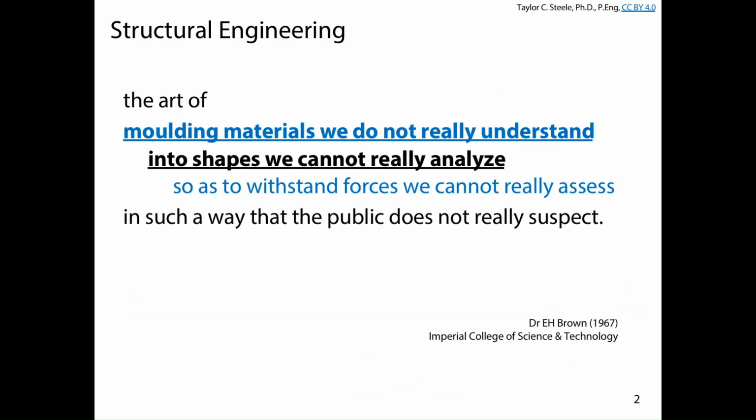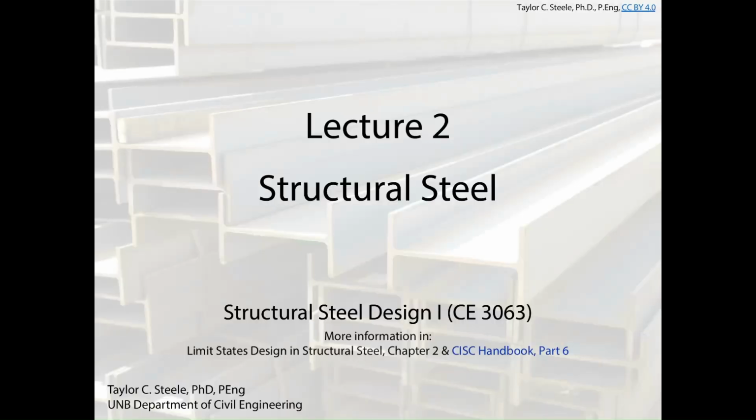The other day, I had introduced this less optimistic, perhaps, definition of structural engineering, where it's the art of molding materials we don't really understand into shapes we cannot really analyze, blah, blah, blah. Today, we're going to be focusing on the molding materials we don't really understand part into shapes that we can't really analyze part. Okay, so today is basically an introduction to structural steel. I'm going to talk about some of the shapes. I'm going to talk about grades. I'm going to talk about the variability in the strength of steel.